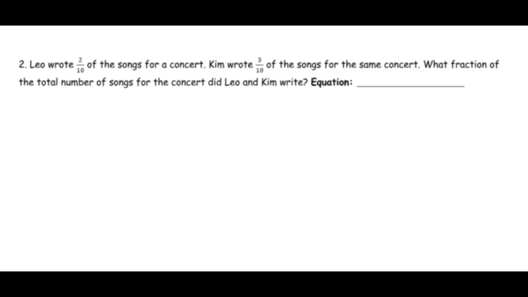Okay, so we know that there was a whole amount of songs for a concert, okay? And since we're using tenths, we know that it's 10/10. So we need to figure out what's happening here with Leo and Kim's amounts. So I want you to pause, write your equation, looking for those clue words, decide what you're doing: add, subtract, multiply, divide. Write your equation, and then come back and check with me.